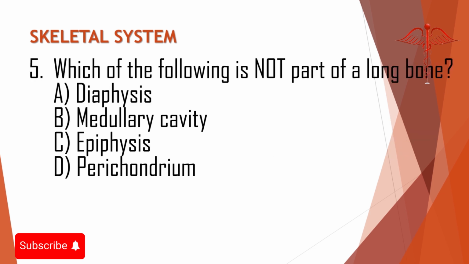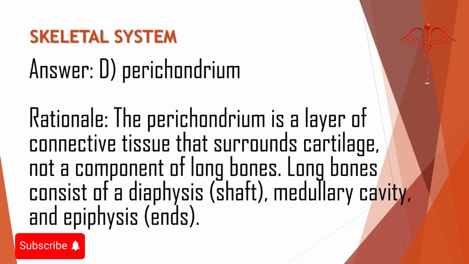5. Which of the following is not part of a long bone? A. Diaphysis. B. Medullary cavity. C. Epiphysis. D. Perichondrium. Answer: D. Perichondrium. Rationale: The perichondrium is a layer of connective tissue that surrounds cartilage, not a component of long bones. Long bones consist of a diaphysis (shaft), medullary cavity, and epiphysis (ends).